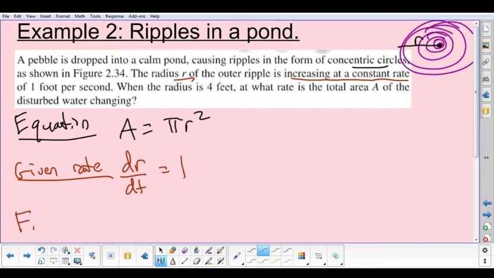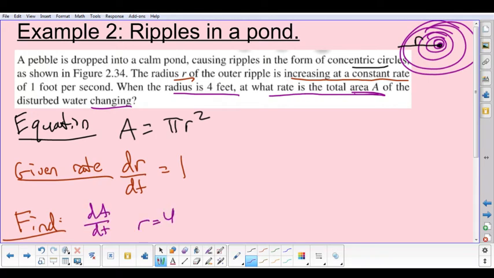Now, what are you trying to find? What I'm trying to find is, when the radius is 4 feet, at what rate is the total area of disturbed water changing? The area changing, so that's dA/dt, when r equals 4. So I want to say find dA/dt when r equals 4. All right, there's my given information. Let's start figuring this out.